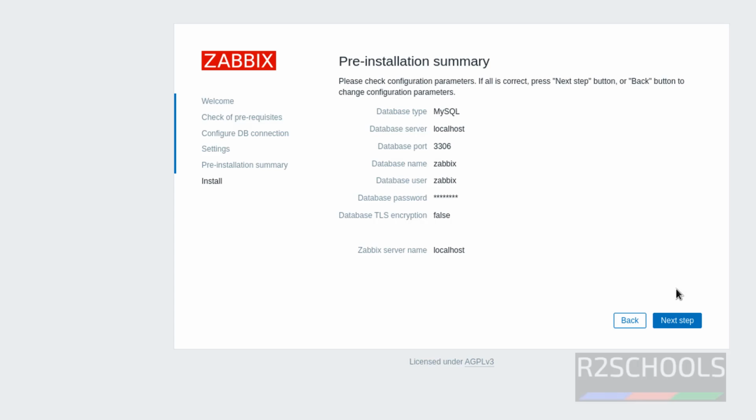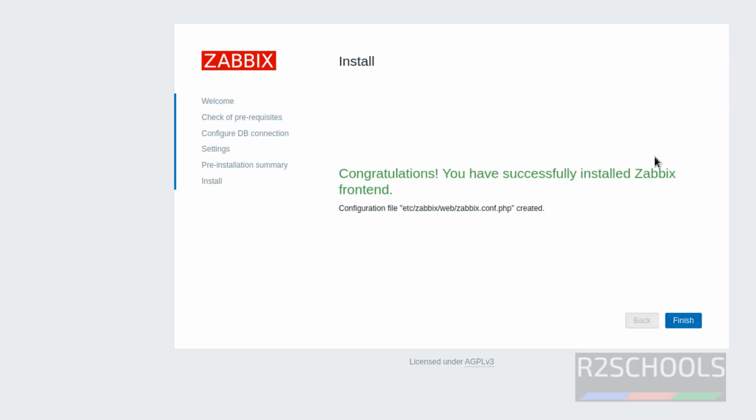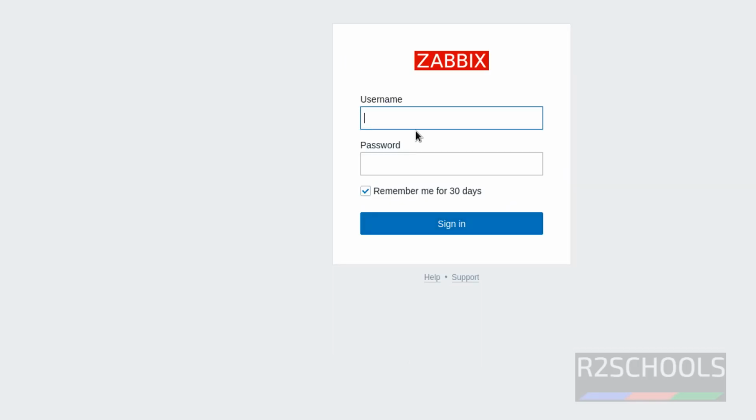See, this is the pre-installation summary. Click on next step. See, we have successfully installed Zabbix frontend. Click on finish. Now here we have to provide the username. Username is Admin, but the A must be caps, otherwise it will throw an error. And the password is zabbix. This is all in small case. I will keep this username and password in the video description. Again, I am telling, if you give small a, it won't work. So give caps A, dmin, and click on sign in.